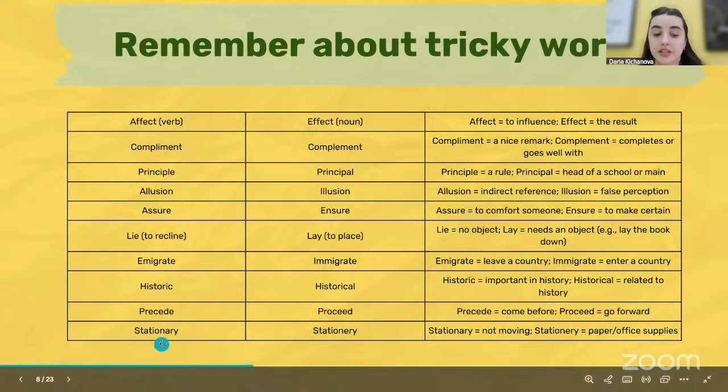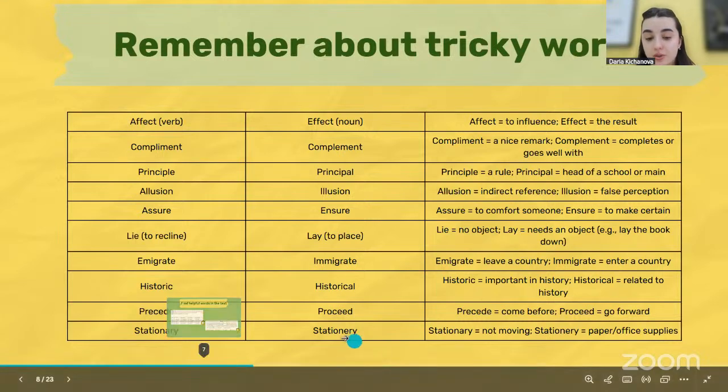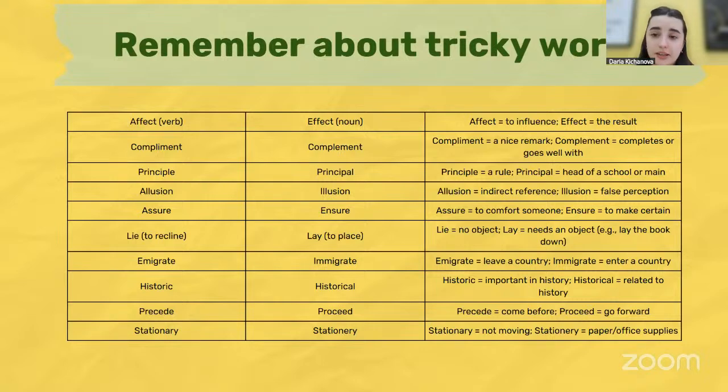Stationary with letter A. It is not moving, so it is stable, it doesn't move. It is, for example, let it be a stationary, what can be stationary? For example, phone, I don't know, box, for example. But stationery, where we use letter E, it means office supplies such as pens, pencils, rubbers, and etc.